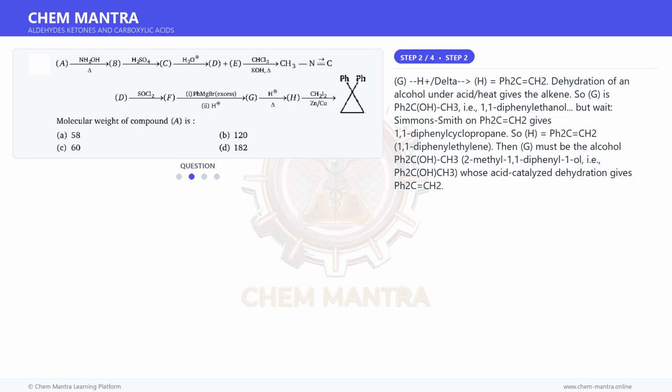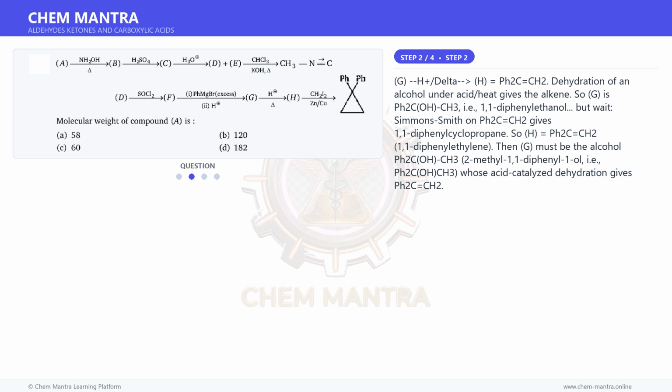Moving on to the next step. G, H plus delta, H is equal to Ph2C=CH2. Dehydration of an alcohol under acid and heat gives the alkene. So, G is Ph2C(OH)CH3, i.e.